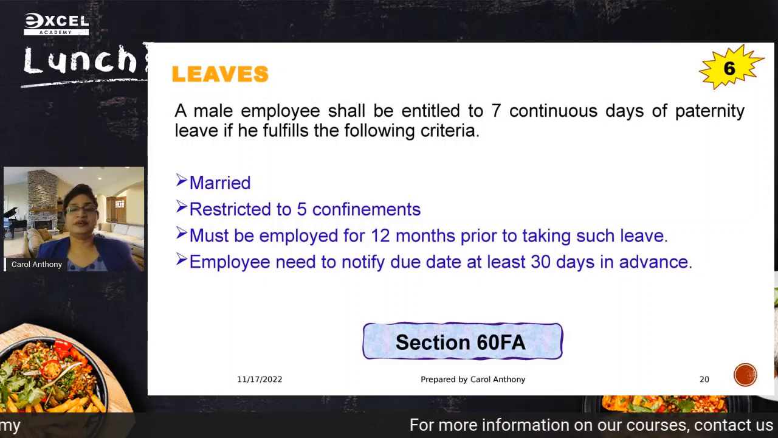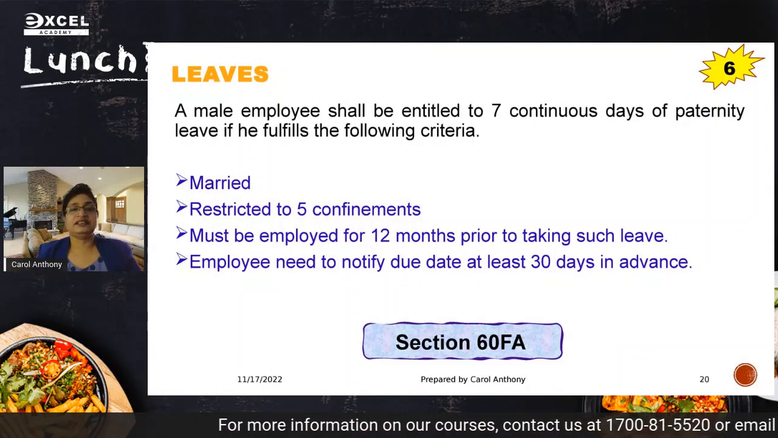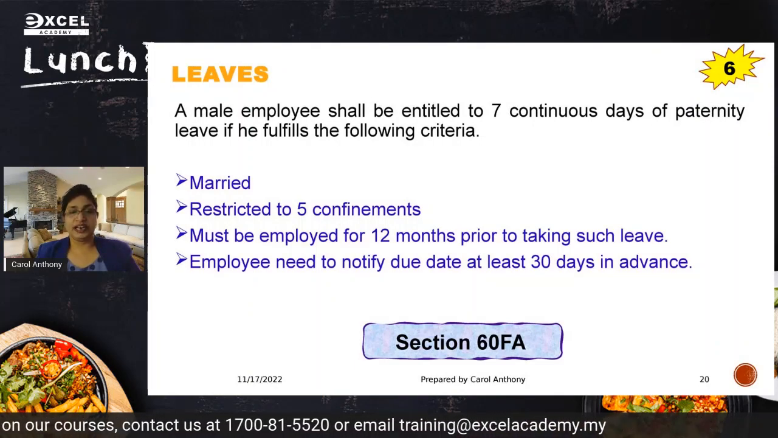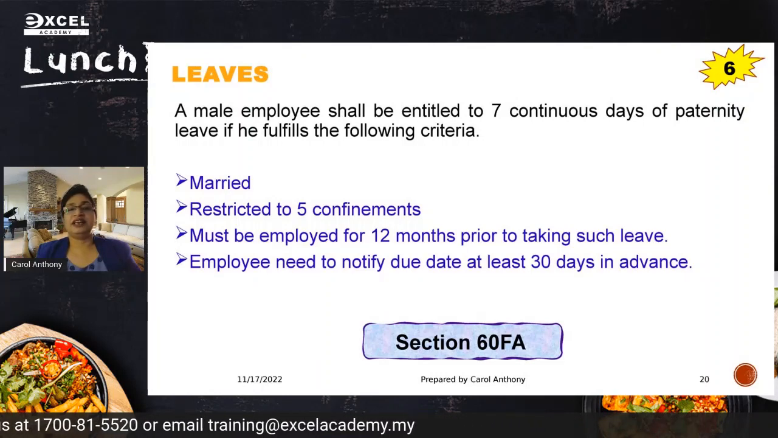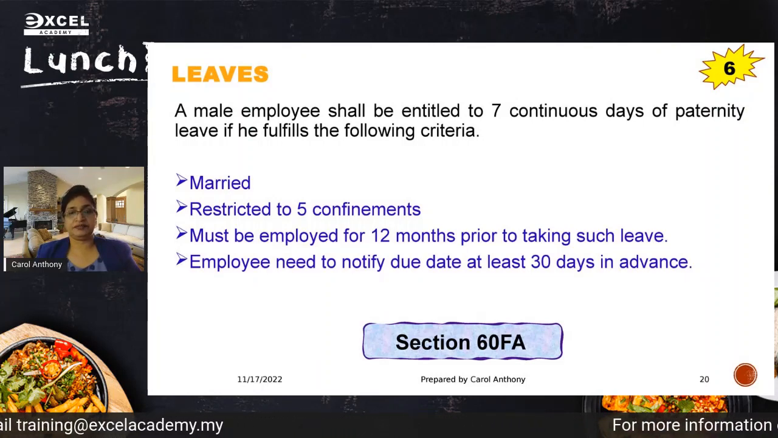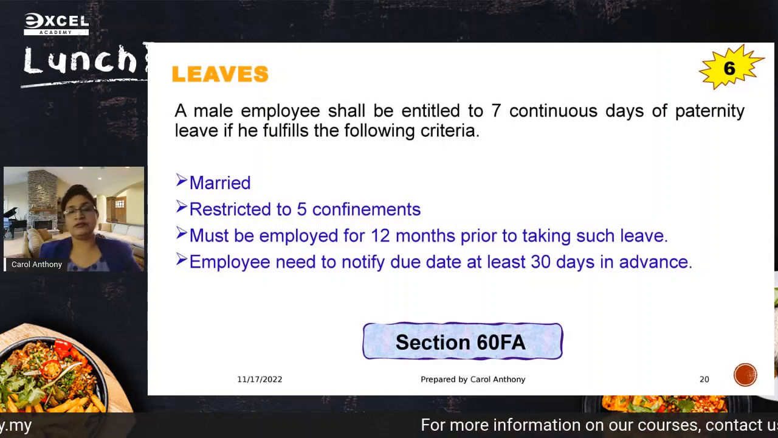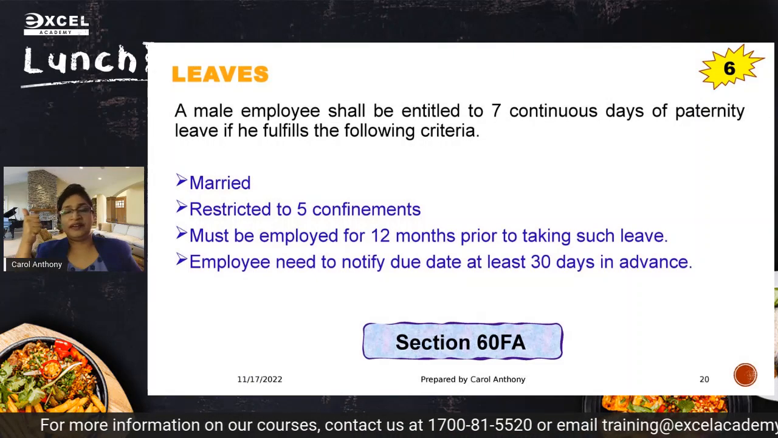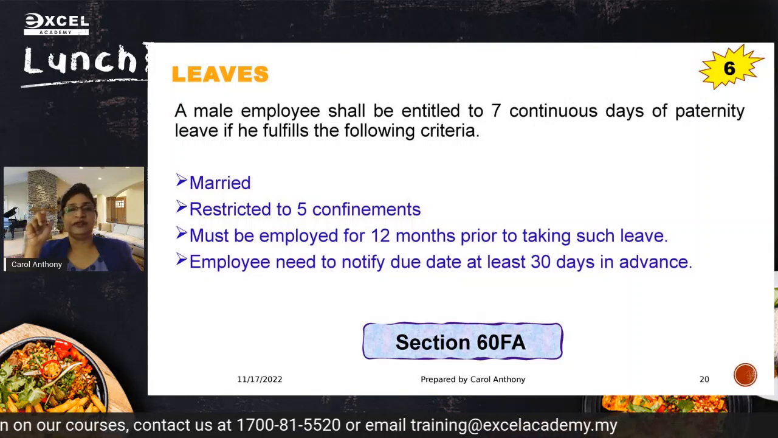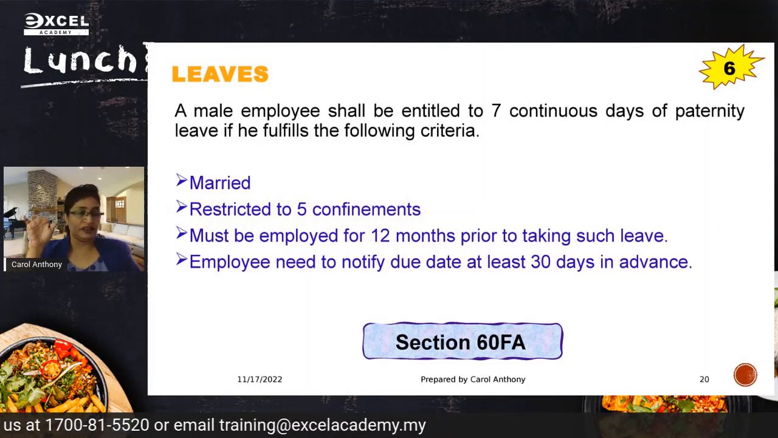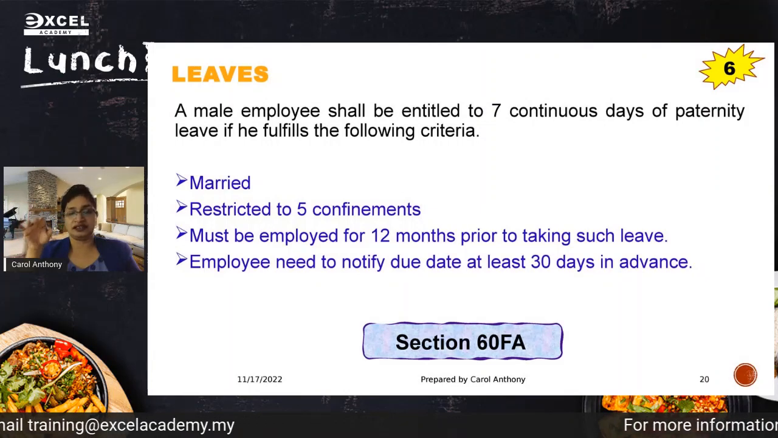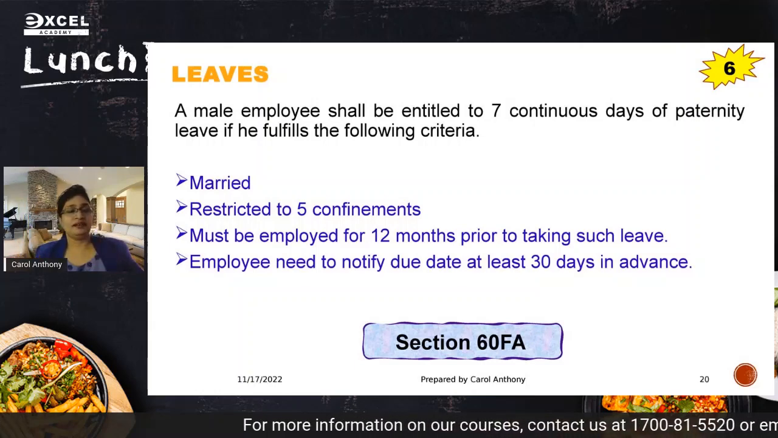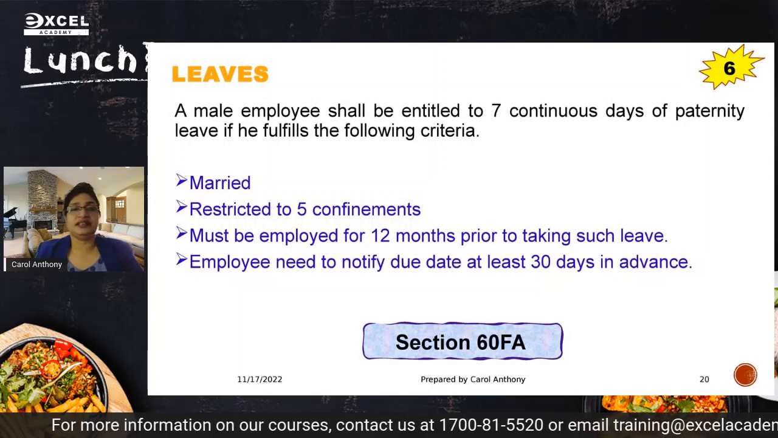Let's move on. The next change is on leaves. This is for male employees who are going to have a child. They are given 7 continuous days of paternity leave, and they have to fulfill these requirements. Look at the 4 requirements here under section 60FA. First, they need to be married, restricted to 5 confinements, meaning they need to have 5 children to enjoy the 7 days. From the 6th child onwards, they can't claim these 7 days.